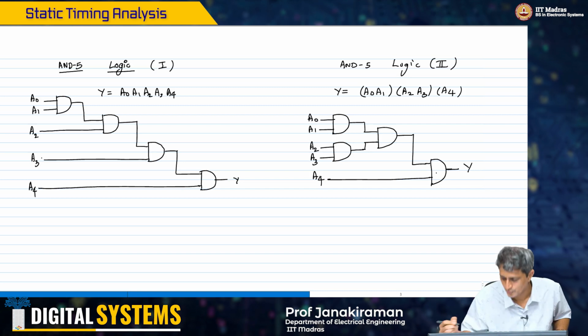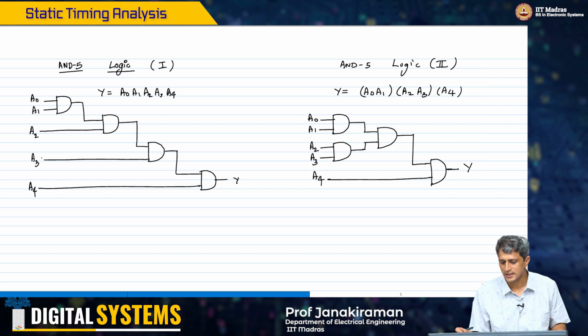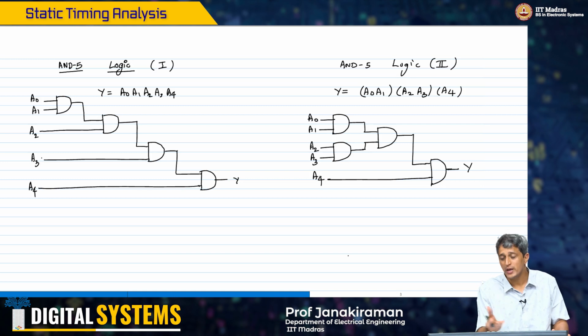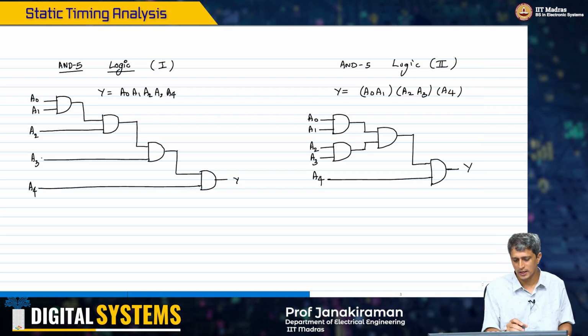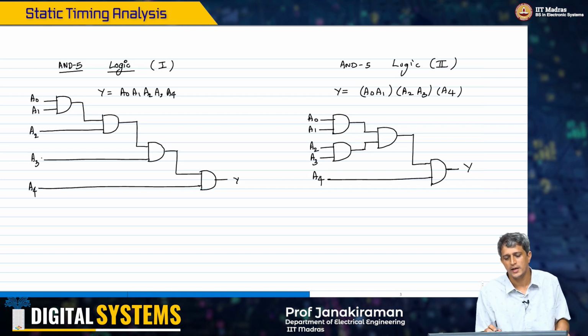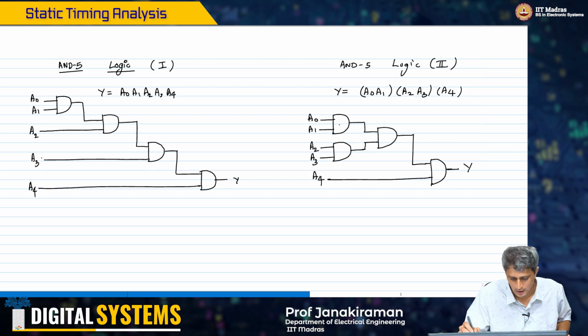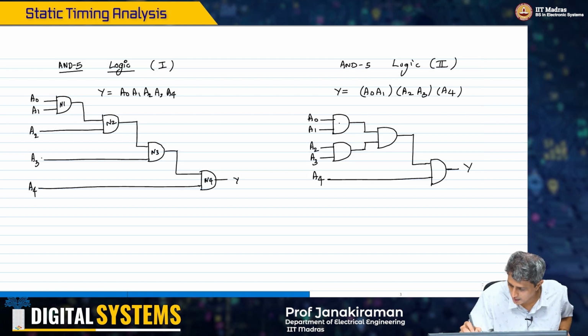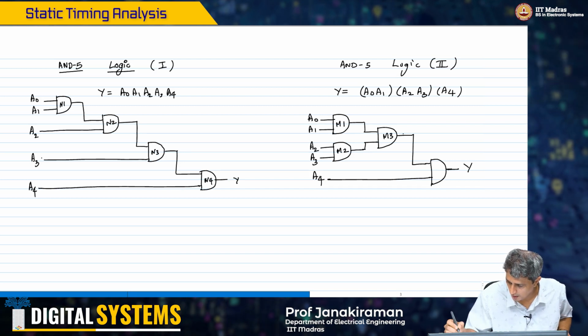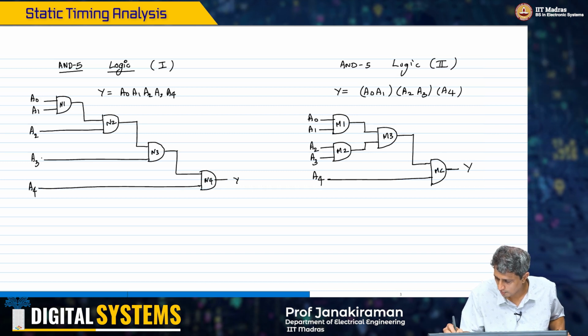Right? So clearly this tells us that these two implementations are identical in terms of functionality. Both implement the same AND logic. Okay, and let's also look at this. Each AND gate is driving only one other AND gate. So if you look at, let me label them N1, N2, N3 and N4. Here I'll call them M1, M2, M3 and M4.